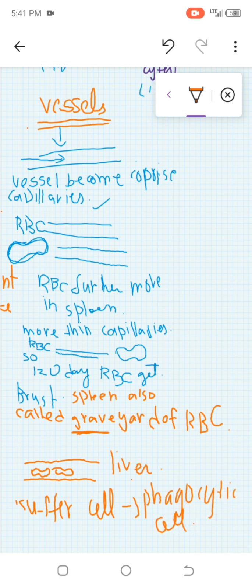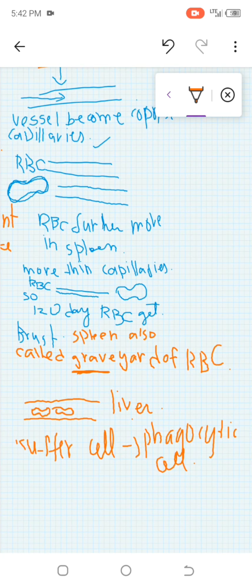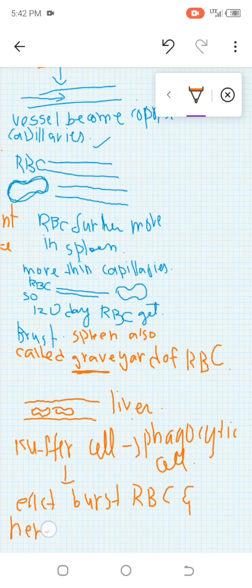So when this deoxygenated blood comes from the spleen to the liver, the Kupffer cells eat the destroyed, burst RBCs. From this the life cycle of RBCs completes. So the life cycle of RBCs completes in the liver. The rest burst in the spleen. So the Kupffer phagocytic cell eats the burst RBCs, and here the life cycle completes.